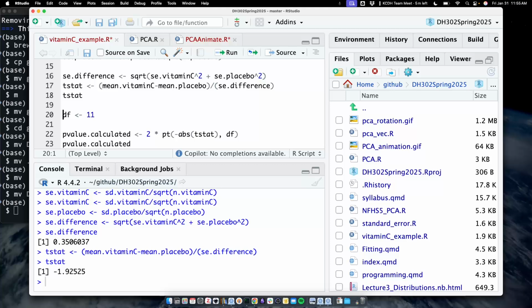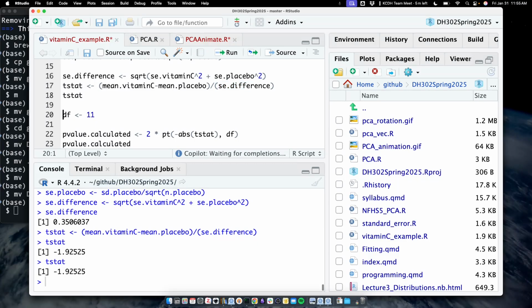I'm going to force you to think for now. It's 11. You can calculate this based on the formula that I put in the slide. All I'm doing here is taking the mean difference between the two samples, dividing it by the standard error of the difference, and just calculating my t statistic, which is 1.925.